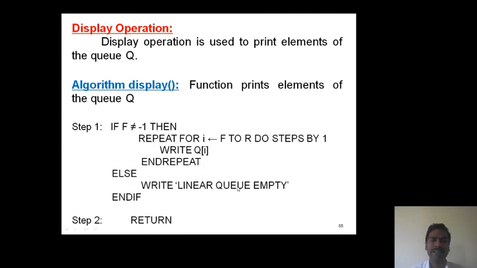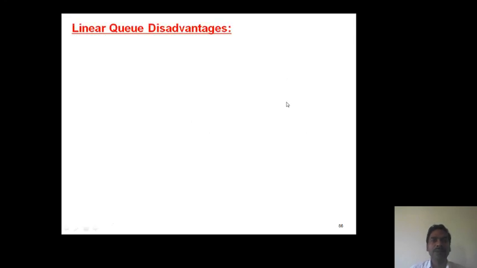Step 2, return. Now this shows the display operation. So these are the different types of operations that can be applied on a linear queue. Okay, students, I hope all of you understood these operations. Now, what are the disadvantages of linear queue?